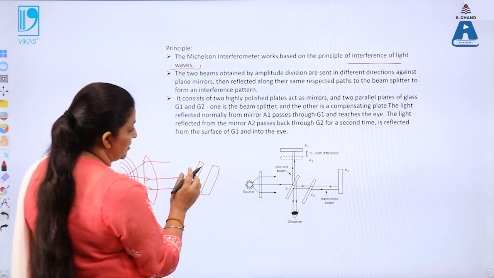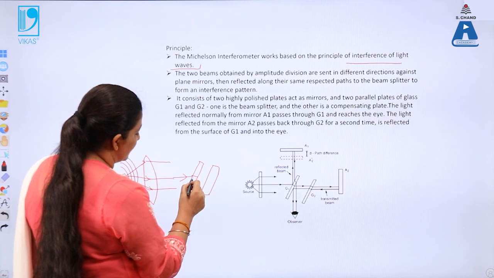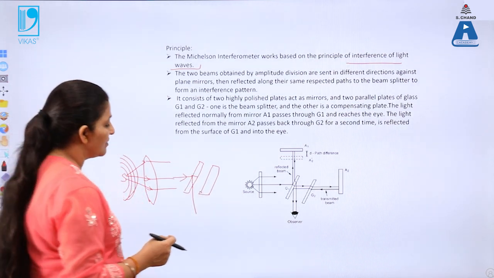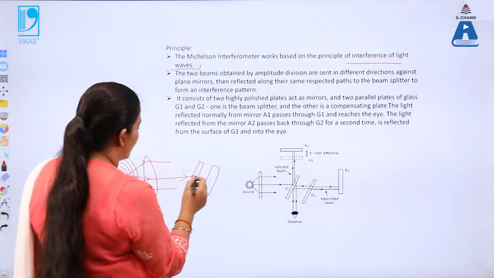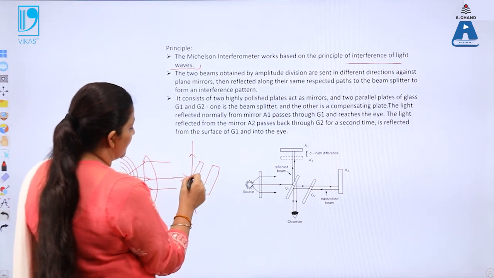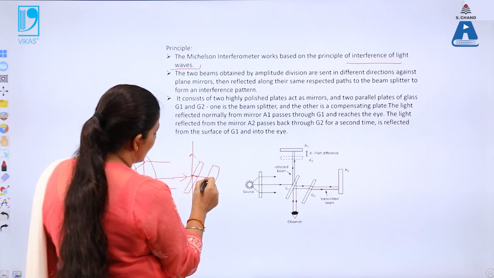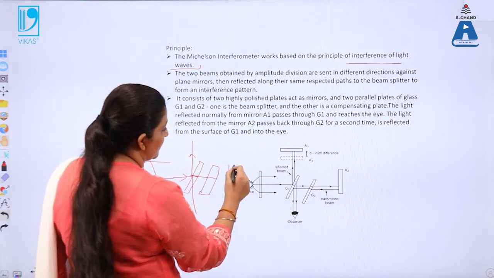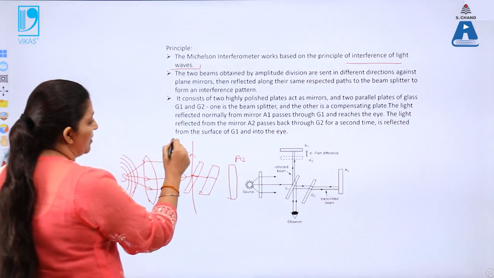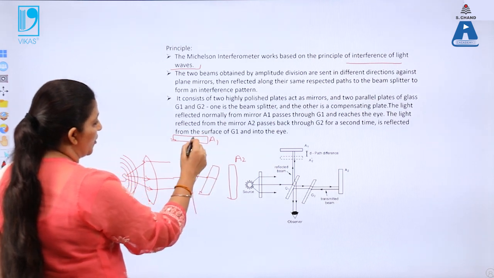The light will fall on this plate. At this point, some part of the light will be reflected and some part will be refracted or transmitted. One part of the light is reflected over here and one part is refracted, and it passes through from here. Here is a mirror A2, a fully silvered mirror. The second mirror is also fully polished.